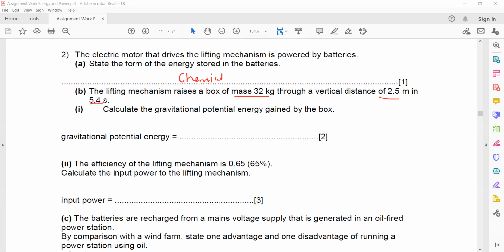In 5.4 seconds, calculate the gravitational potential energy. The formula to calculate the gravitational potential energy is mgh. Mass is 32, gravity is 10, and the height to which we move is 2.5. So this will be 800 joules.